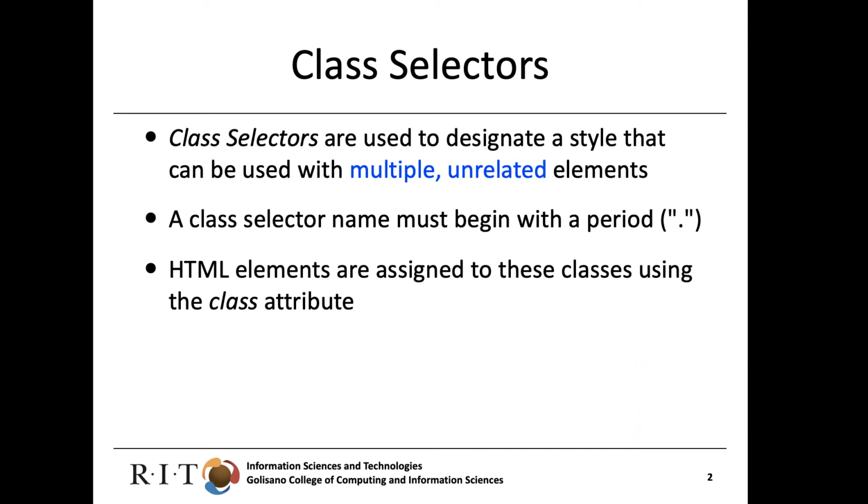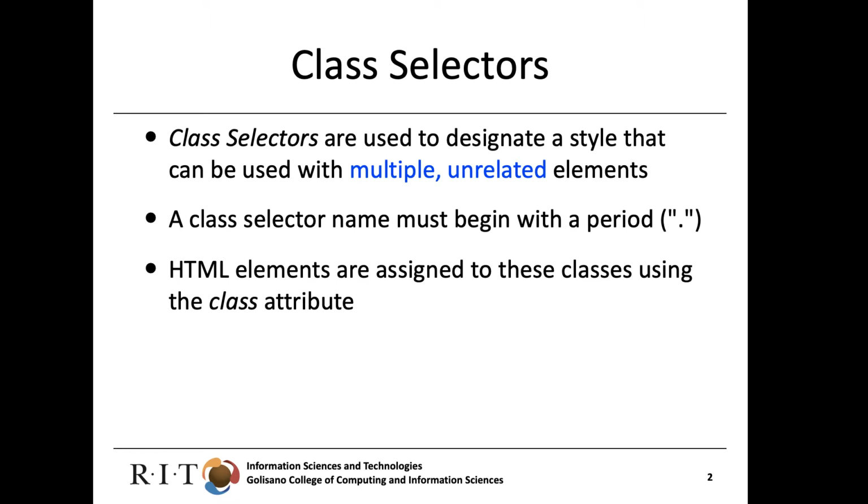So first off, let's take a look at what a class selector is. A class selector allows you to create a CSS rule for multiple unrelated elements. So I could give a class attribute to a paragraph, I could give it to a div, I could give it to an image. Pretty much any element I can assign to be a class. Now we'll go over some code demos in a little bit where I demonstrate this.